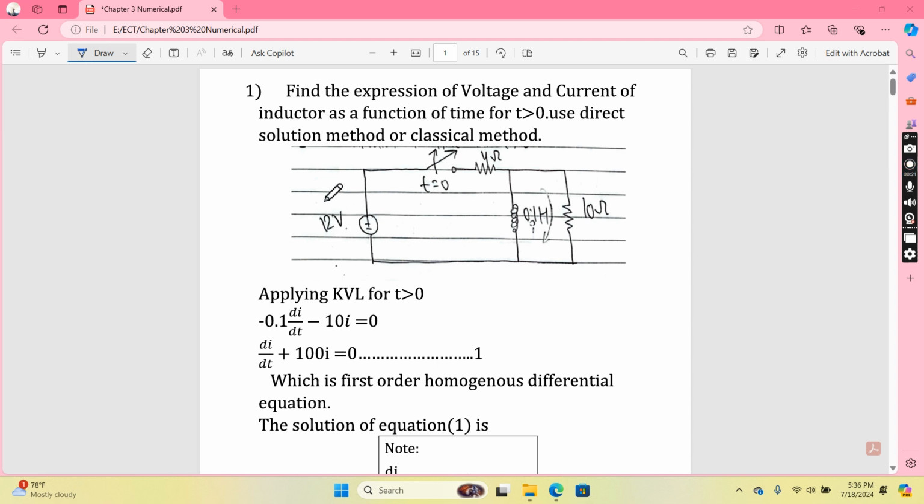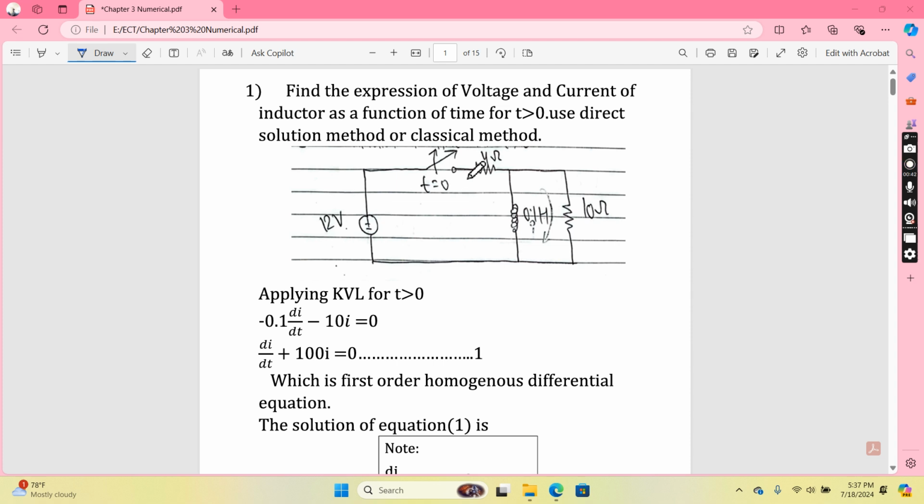Now listen to a trick to solve the numerical problem. If the question asks for the expression of voltage and current for a particular element like an inductor or capacitor, we have to always use the branch current method rather than the loop current method. Using the branch current method in that case will be easier than the loop current method.